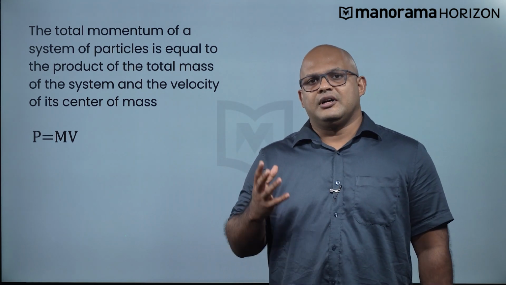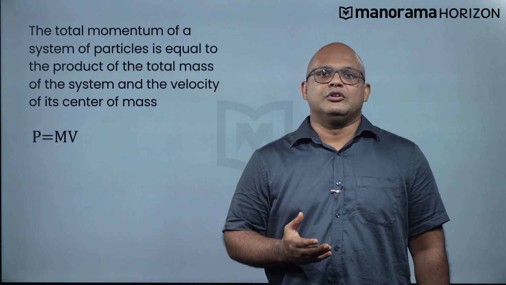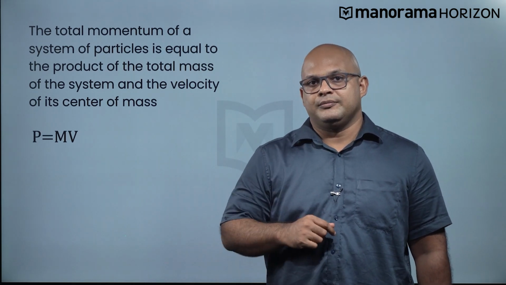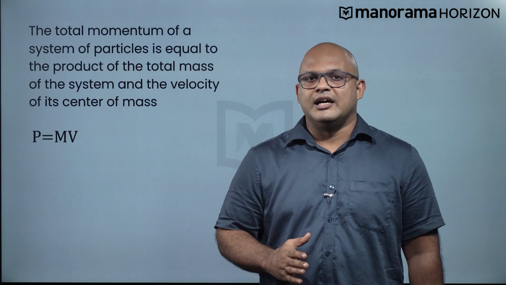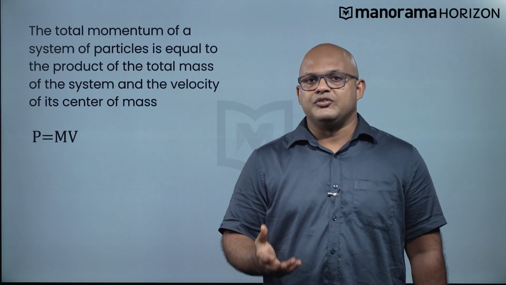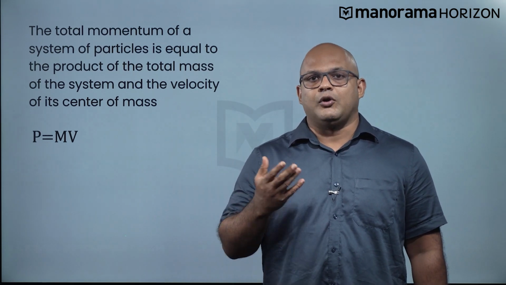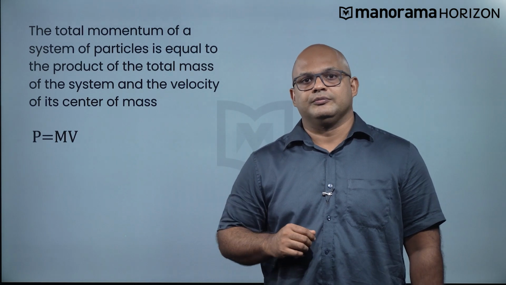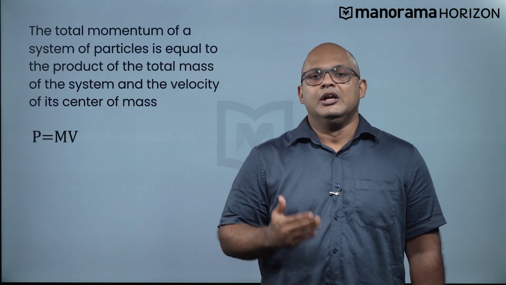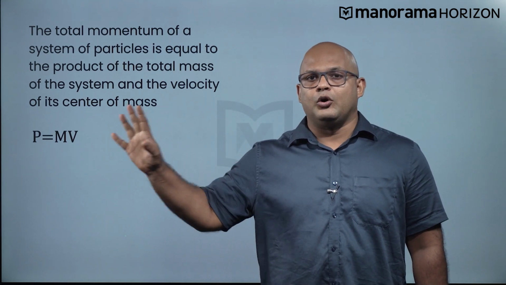If these particles are moving in unison, we can say that the momentum is equal to the total mass of the system and the velocity of its center of mass. So, the equation becomes capital P, that is the momentum of the total system, is equal to capital M, that is the total mass of the combined system, times V, where V is the velocity of the center of mass of the system. That is, the total linear momentum of the system of particles is equal to the product of the total mass of the system and the velocity of its center of mass.